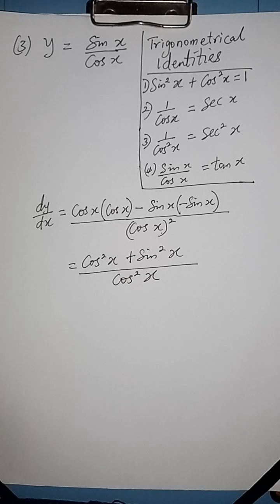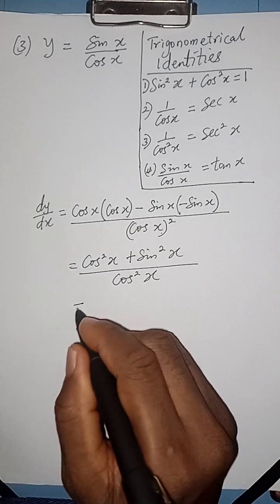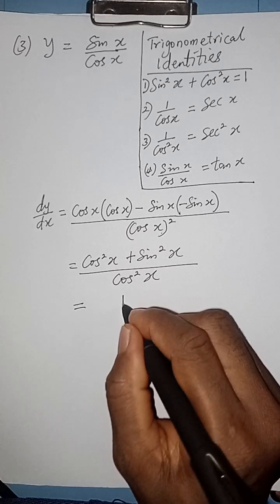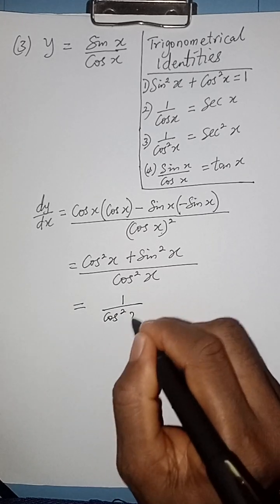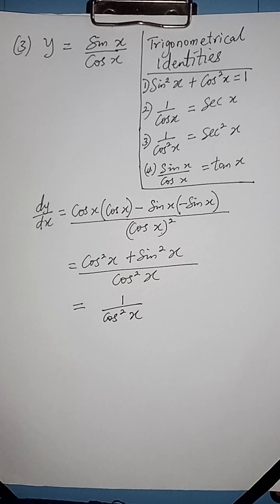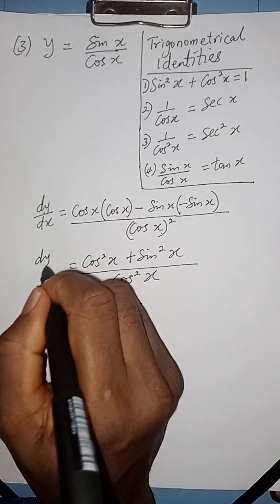Now, we are done with the differentiation, but our working indicates that there's need for us to simplify further. We can't just leave our expressions like this. So remember from your trigonometrical identities, sine square x plus cos square x is equal to 1. So this means the entire numerator is 1, over cos square x. So here, this is your dy/dx.